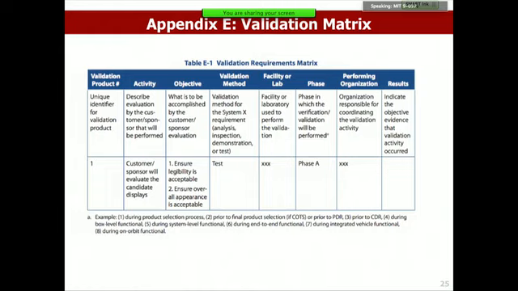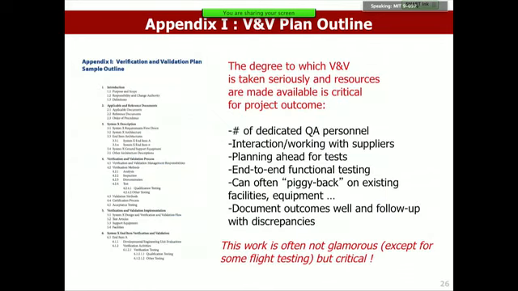So here's from Appendix E. This is called the Validation Requirements Matrix. Essentially, it's an organized way to organize your V&V activities in terms of: what's the activity, what's the objective, which facility or lab will you do it in, what phase, who's in charge, and what are the expected results. It's pretty straightforward. It's just a table to organize these activities. And then Appendix I is your more formal V&V plan. This is a suggested outline for it.